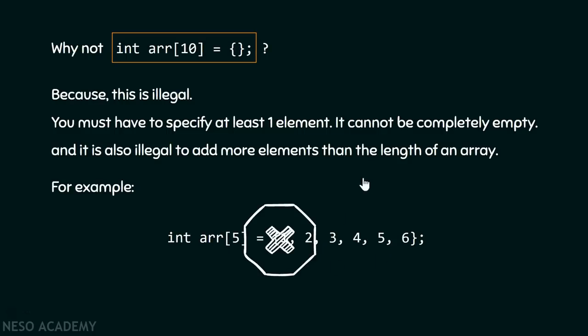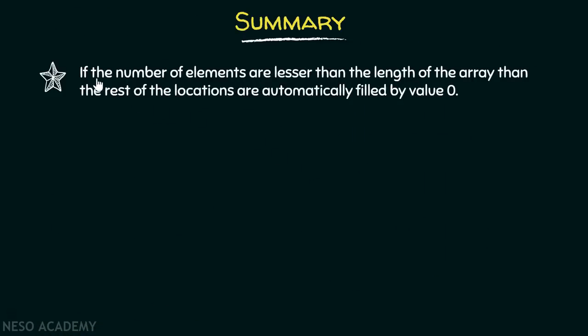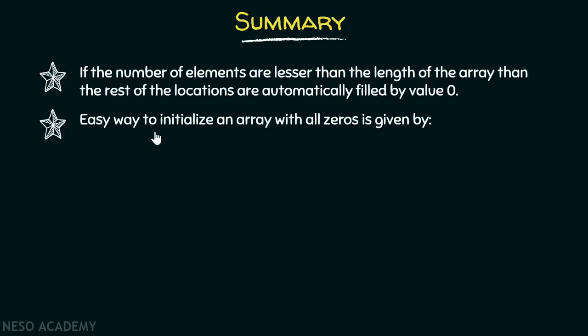Now here is a quick recap of this lecture. If the number of elements is lesser than the length of the array, then the rest of the locations are automatically filled by value 0. The easy way to initialize an array with all zeros is given by this. This is the easiest way of initializing the array with all zeros.